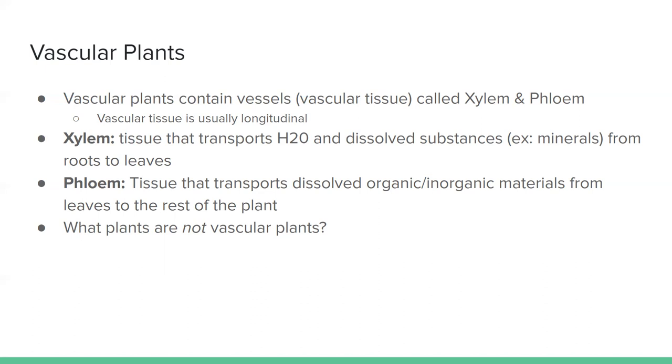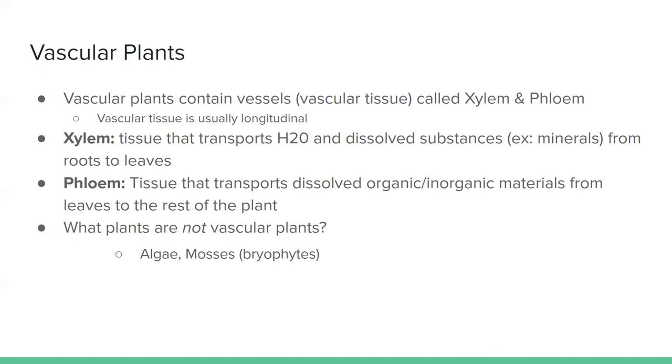So, can anybody think of a type of plant they would not expect to have vascular tissue? I think you wouldn't expect blood-vessel-y stuff to be in it. Cacti are actually a vascular plant, but that's a good guess. So in terms of non-vascular plants, we're going to be thinking really small stuff, basically.